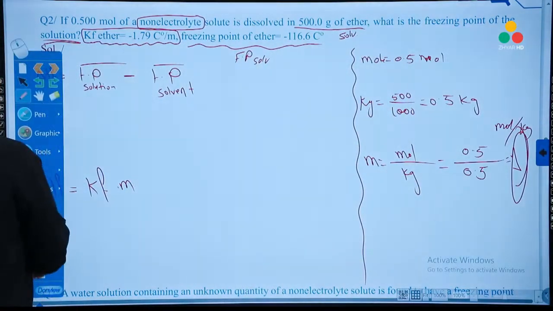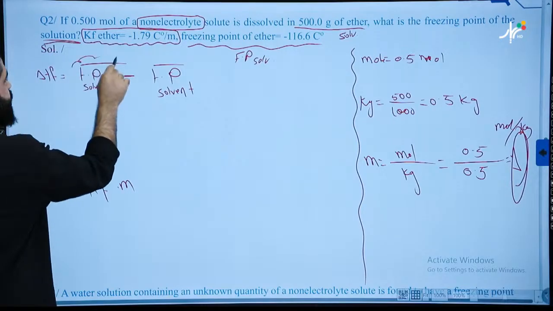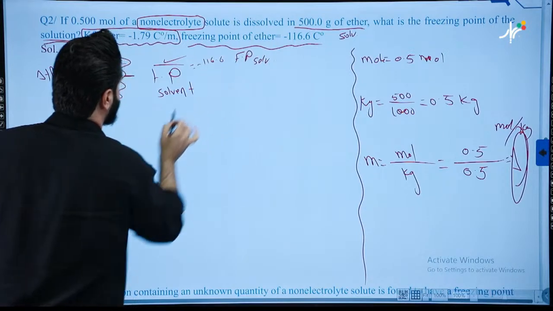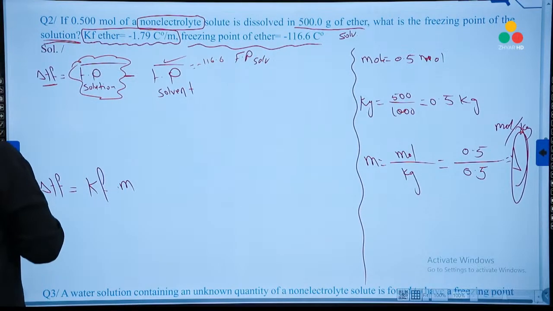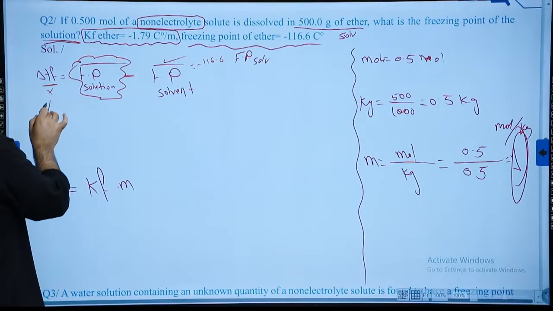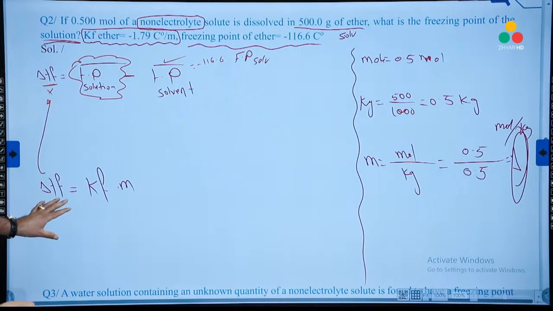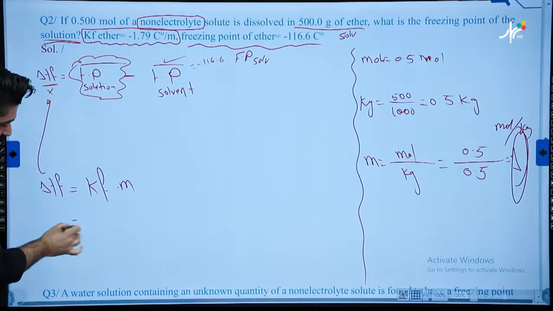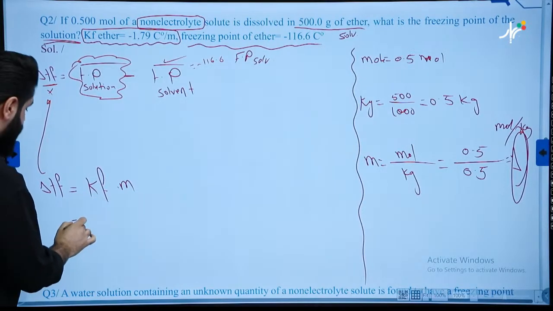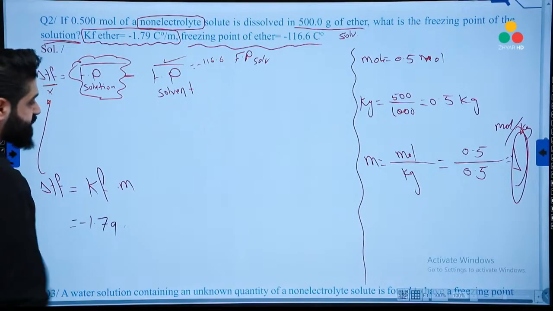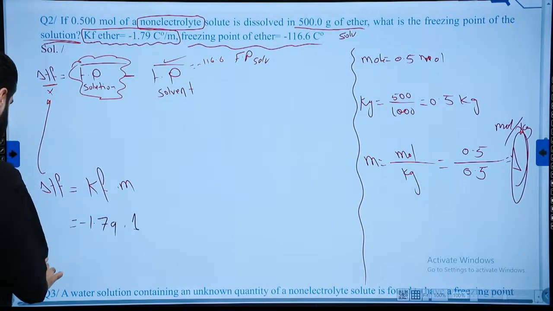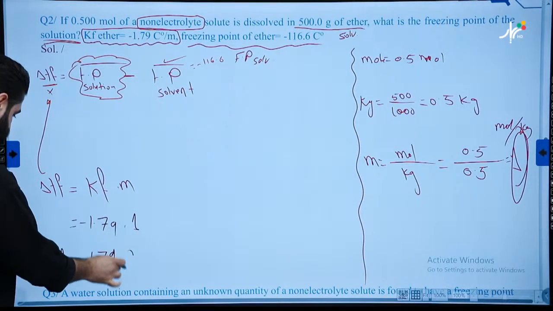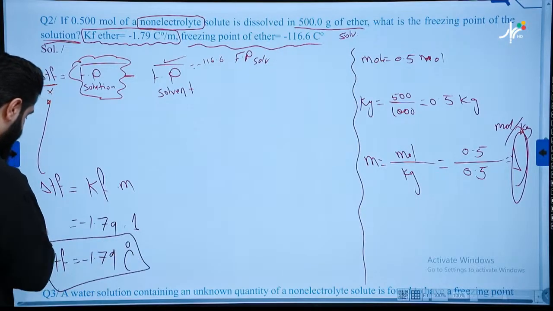First, to calculate the freezing point of solution, we need this one, which is given. This equals negative 116.6. Nice. How about this one? Delta TF. We don't have delta TF. So let's calculate delta TF here, then substitute it from the second equation into the first one. So delta TF equals Kf, which is negative 1.79, times the molar concentration, which is 1. So delta TF equals negative 1.79 Celsius degree. This is the delta TF value.